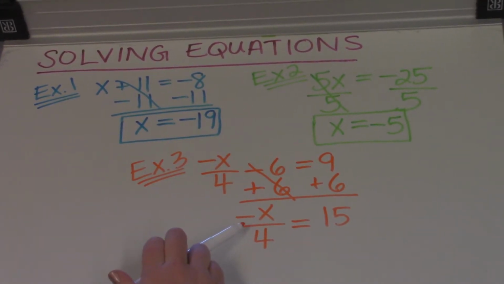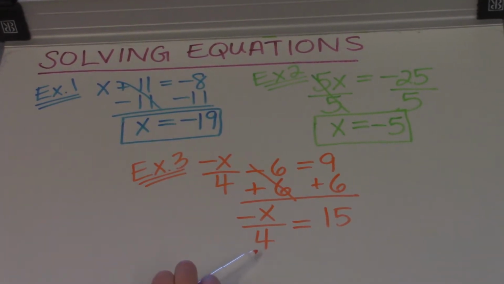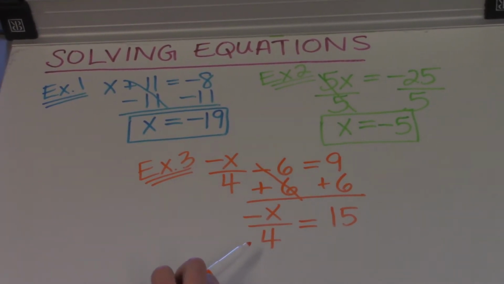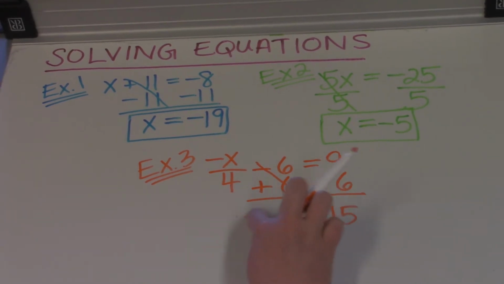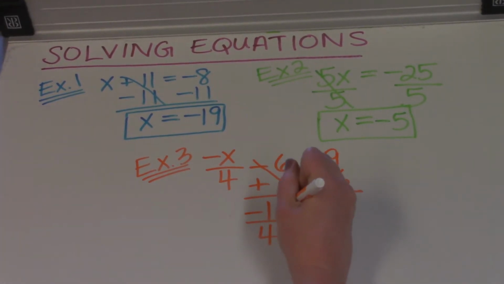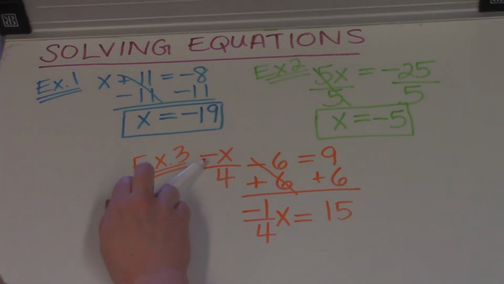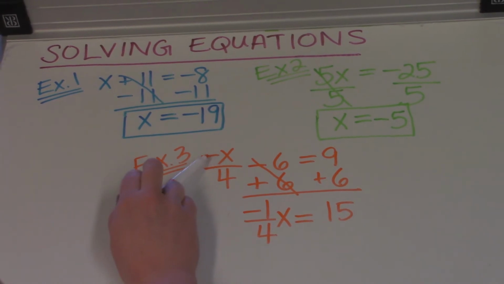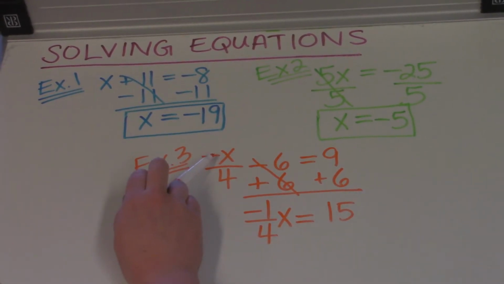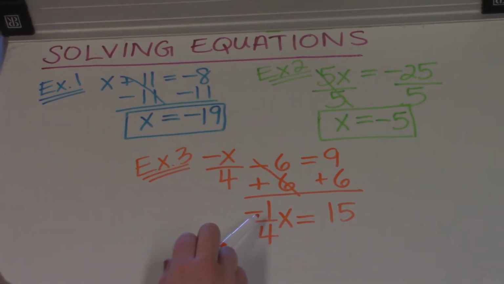If you look at the left side of the equation, when you see negative x over 4, I'm actually going to write that a little bit differently as negative 1/4 x. Remember, if you look at the original problem, the coefficient of x, because there's a negative sign there, it's implied that really there's a negative 1 in front of x.